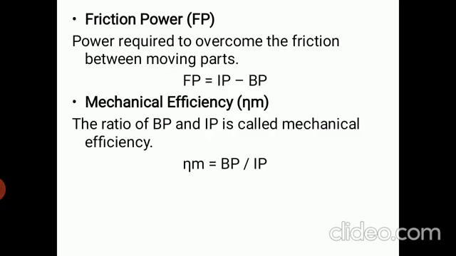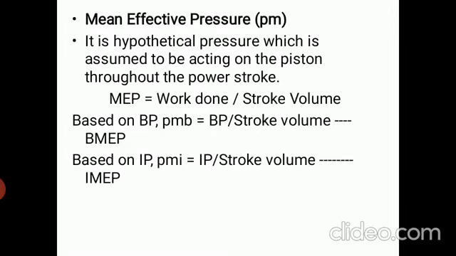Then mechanical efficiency means the ratio between useful power output and the maximum power developed inside an engine. That is termed as mechanical efficiency. Useful power is brake power, and maximum power developed inside an engine is indicated power. So the ratio between brake power and indicated power is termed as mechanical efficiency. Eta is used as the symbol for efficiency. Eta suffix m is mechanical efficiency.